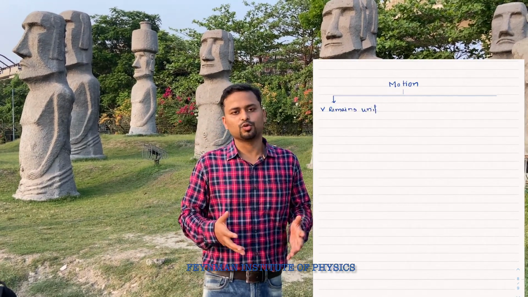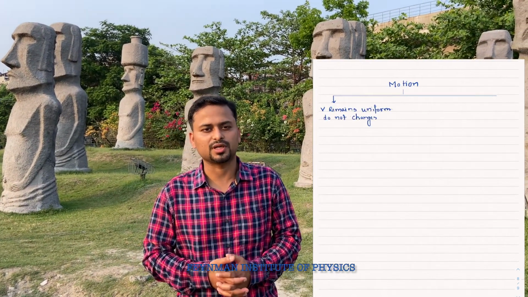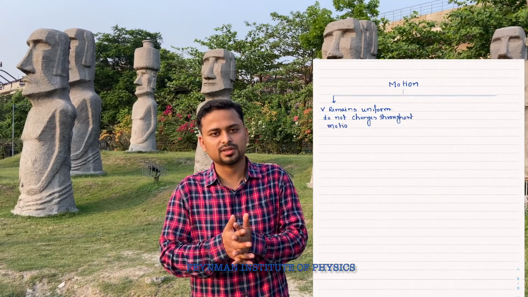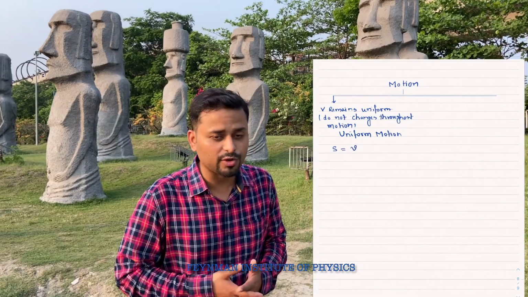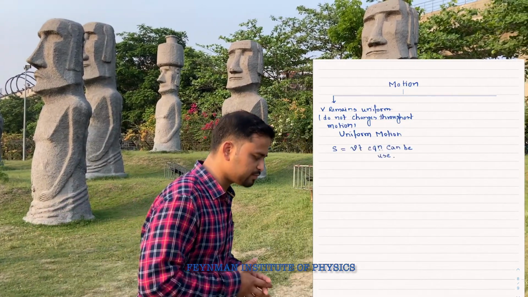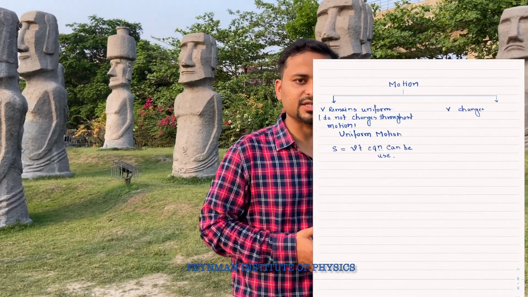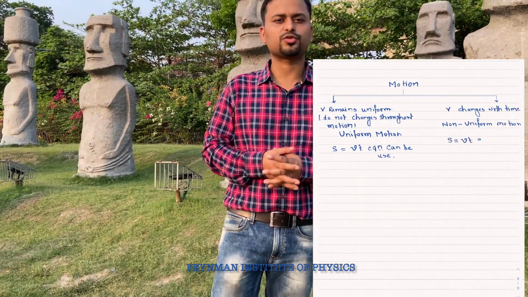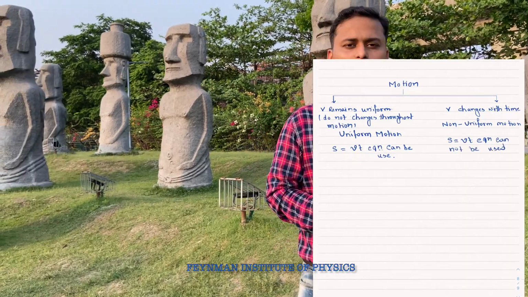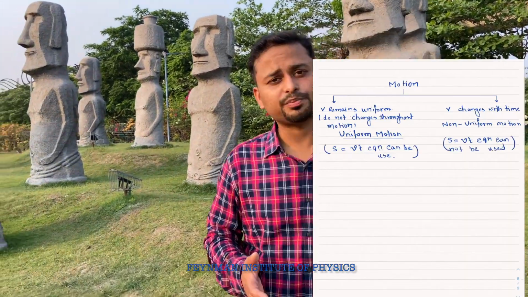So depending upon the velocity, we can classify the motion of the object into two categories. The first kind of motion, in which the velocity of the object remains constant, that means everything remains uniform. So this kind of motion is known as uniform motion. And the second type of motion, in which velocity changes, so nothing remains uniform. So this kind of motion is known as non-uniform motion. So we cannot simply use the formula s is equal to vt here.